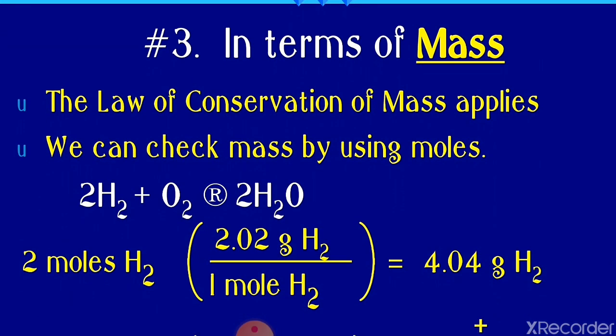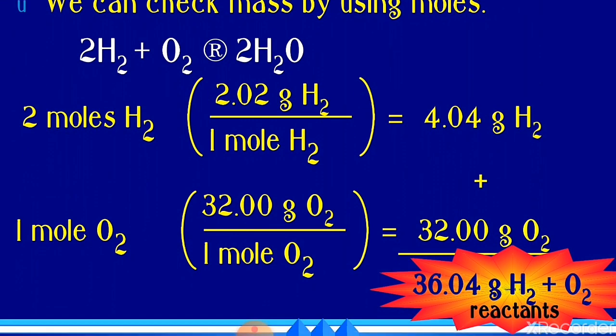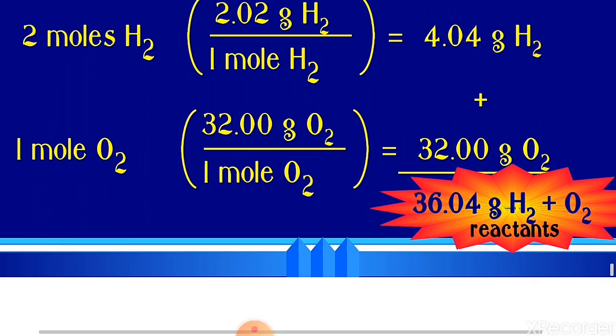Now third is in terms of mass. First I know 2 moles of hydrogen combine with 1 mole of oxygen to give 2 moles of water. So 1 mole of hydrogen is equal to its molar mass, that is 2 gram. So 2 moles will be equal to 4 gram. So 4 gram of hydrogen combines with 1 mole of oxygen, and 1 mole of oxygen is 32 gram, to give 2 moles of water, which is equal to 36 gram.